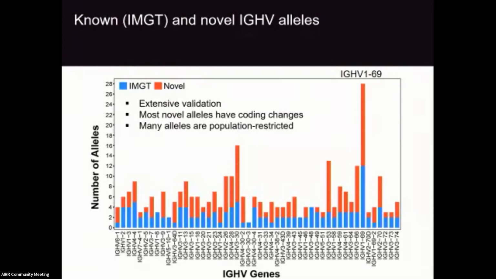We found that most of these alleles have coding changes. Not all, but the majority actually have coding changes. And many of these alleles are population restricted. They're only found in one population, but not in all populations.